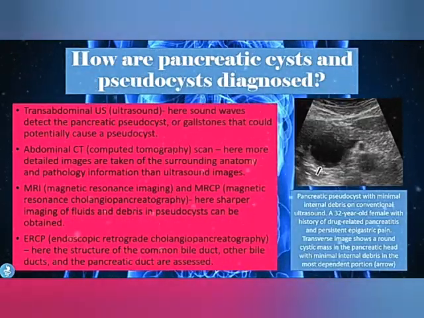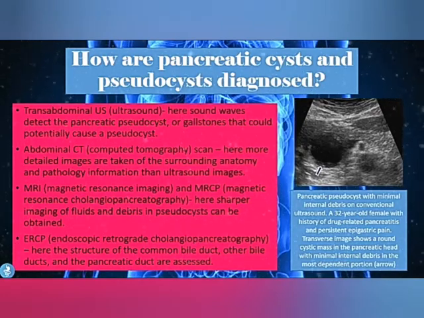So how are pancreatic cysts and pseudocysts diagnosed? The first thing we can do is a transabdominal ultrasound, and here sound waves detect the pancreatic pseudocysts or gallstones that could potentially cause a pseudocyst. We can also do an abdominal CT, which is computerized tomography, and here more detailed images are taken of the surrounding anatomy and pathology than the ultrasound images. We can also use MRI and MRCP, which provide sharper imaging of the fluids and debris in the pseudocyst. And we can do ERCP, which is endoscopic retrograde cholangiopancreatography, and here the structure of the common bile duct, other bile ducts, and the pancreatic ducts are assessed.